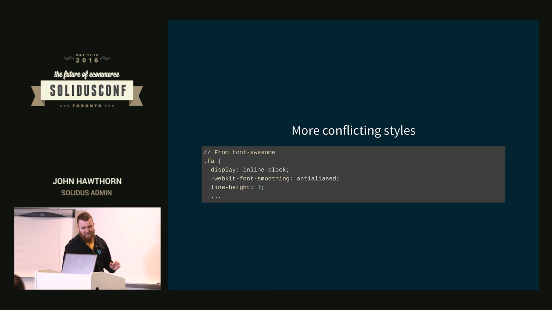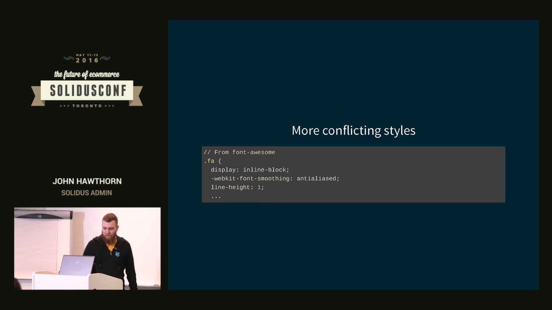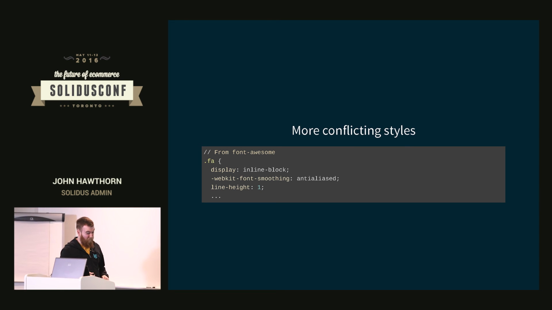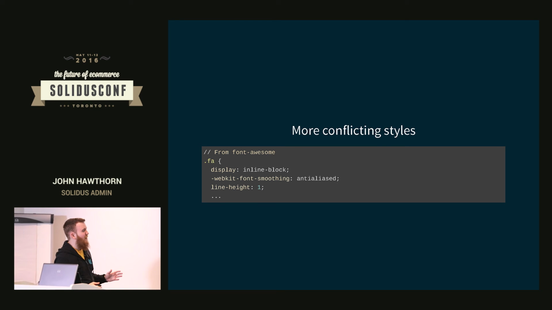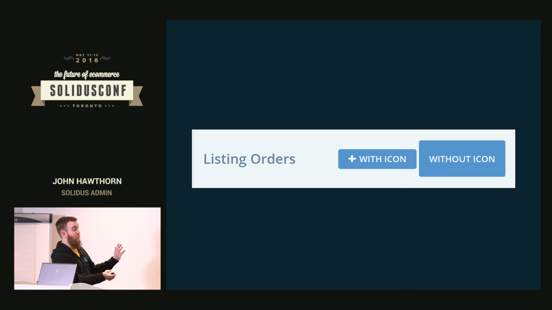But there's further issues. Font Awesome sets our display to inline block, which might not be what we want. It sets our font smoothing to anti-aliased, which we saw on some configurations of OS X made for weird blurry letters. And it sets line height to 1, which can have some weird results. So basically, this weird hack is responsible for making our icons show up, or our buttons show up right, in a bunch of places.